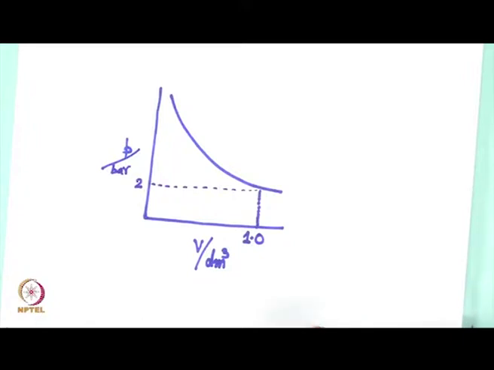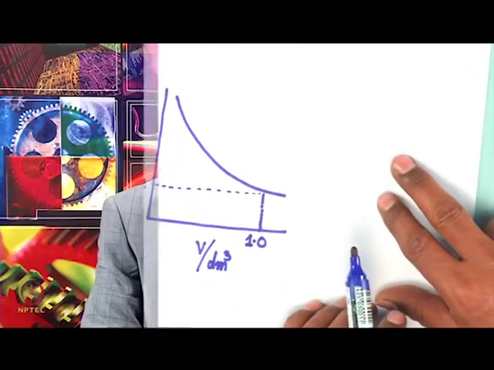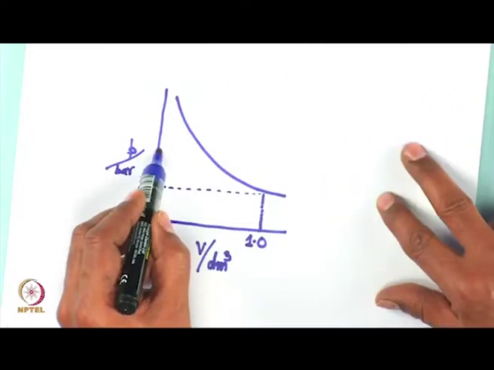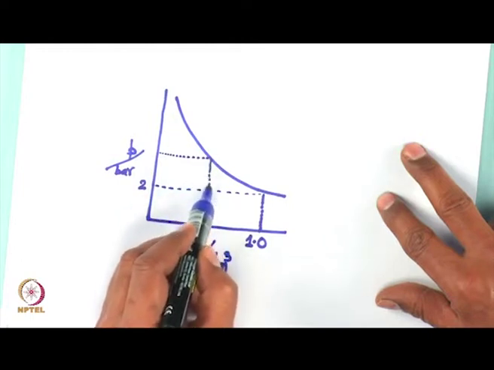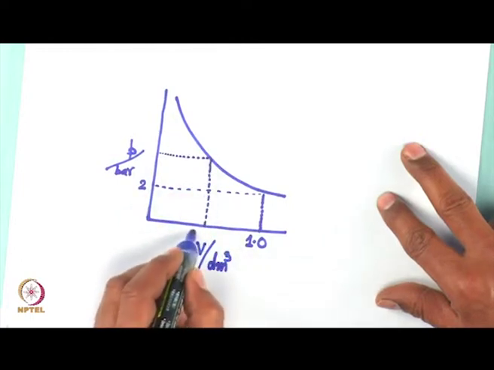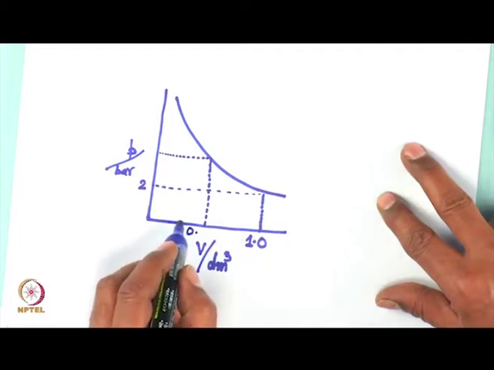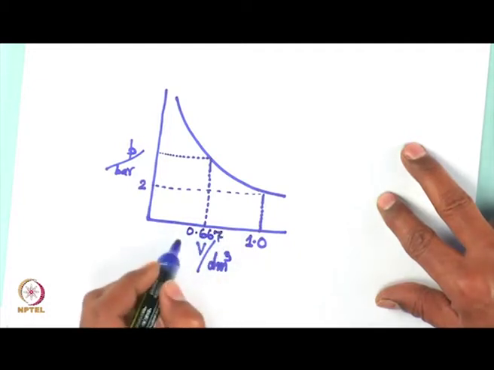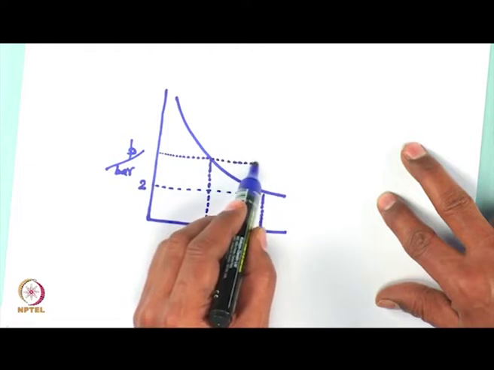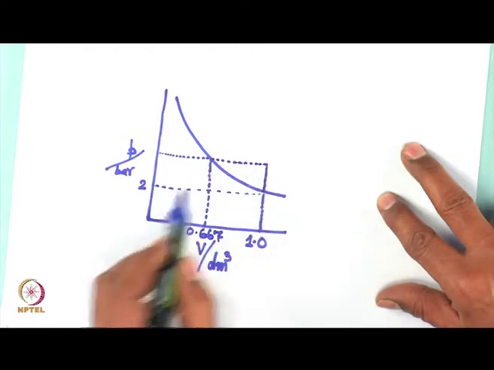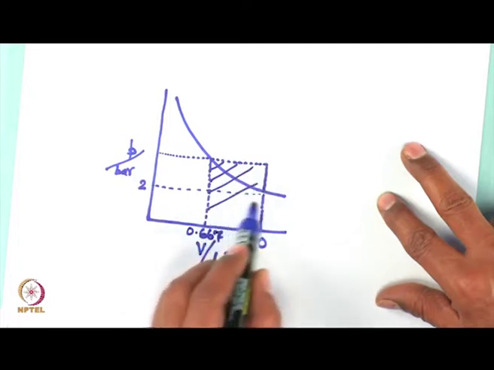In the first step, it is isothermally compressed to 0.667 decimeter cube against a constant pressure of 3 bar. And let us say I put this as 3 bar, and this value is 0.667. And since it is a constant pressure, that means the work done will be given by this area. It is a compression.